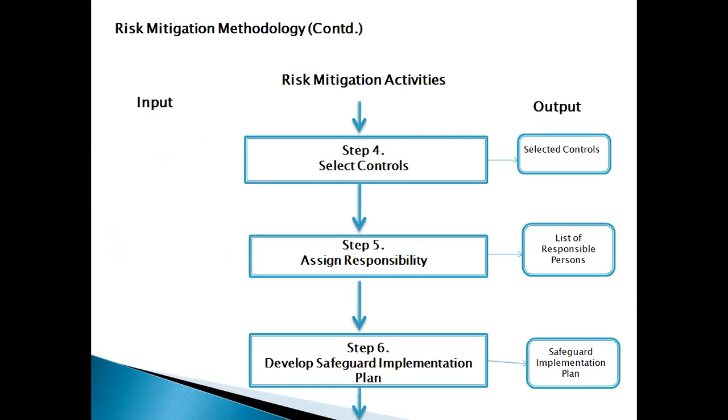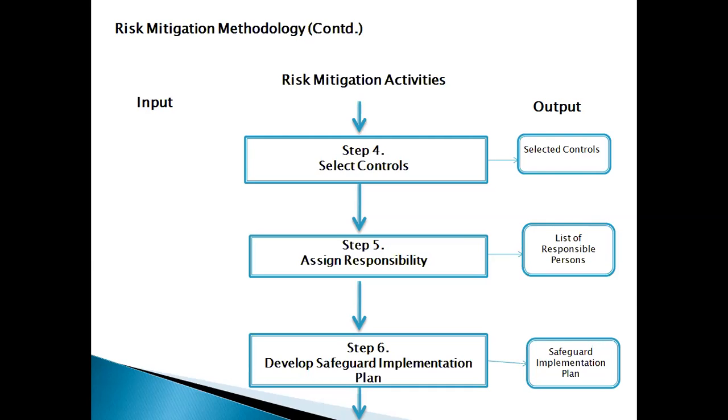Now, next step is step 4, select controls. On the basis of the results of the cost benefit analysis, management determines the most cost effective controls. So here the output is select controls. And step 5 is assign responsibility. Appropriate persons who have the appropriate expertise and skill sets to implement the selected controls are identified and responsibility is assigned. So here the output is list of responsible persons.